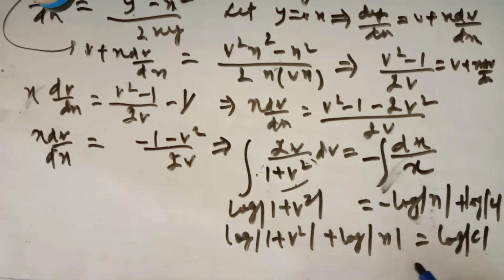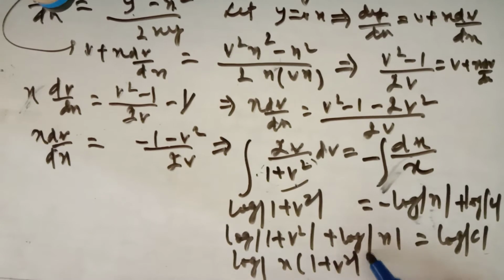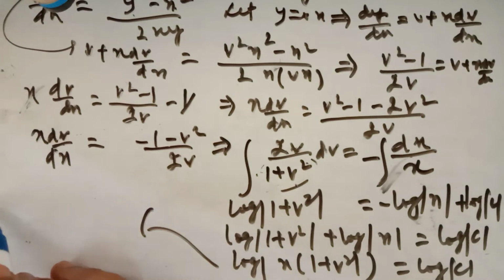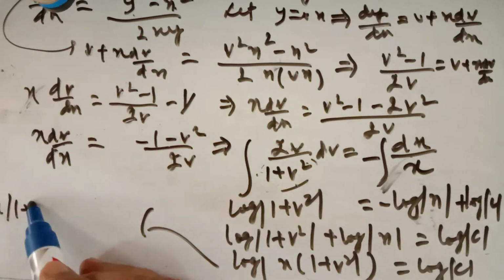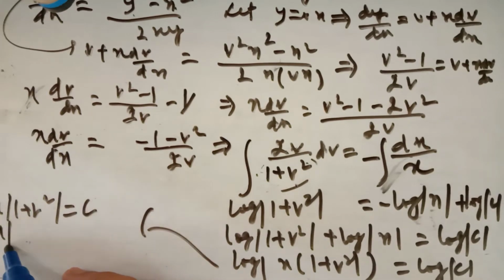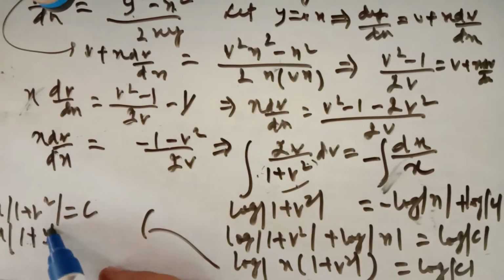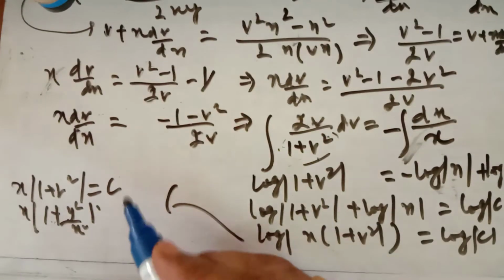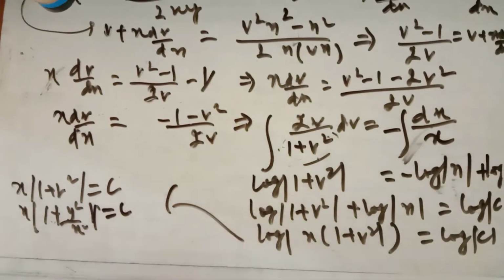I have taken this to the right hand side. In plus it will get multiplied, log c, and the log will be cancelled out, so x(1 + v²) is equal to c. Now you can simply replace the value of v, which is y/x. x(1 + y²/x²) equal to c.